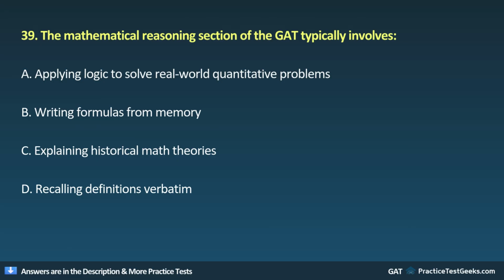39. The mathematical reasoning section of the GAT typically involves A, applying logic to solve real-world quantitative problems. B, writing formulas from memory. C, explaining historical math theories. D, recalling definitions verbatim. 40.